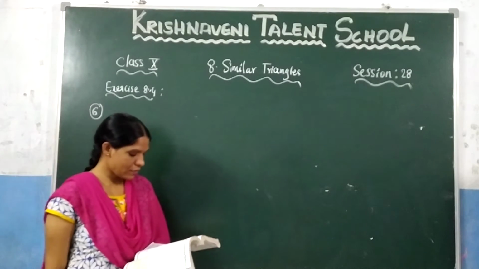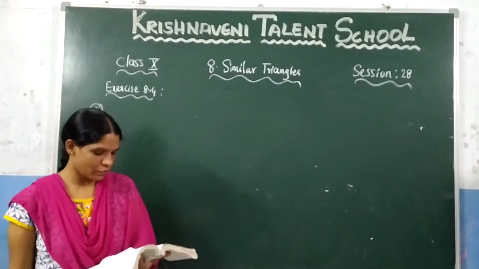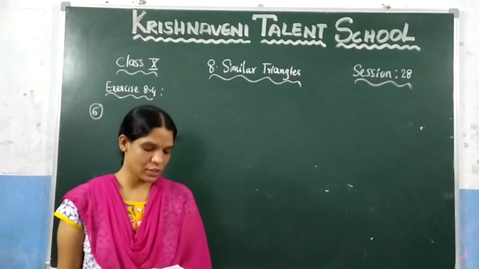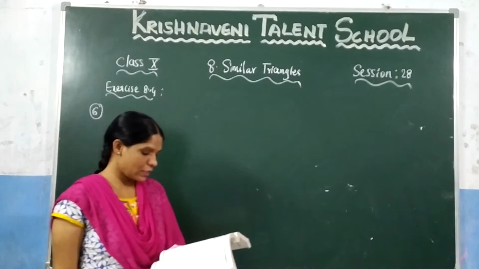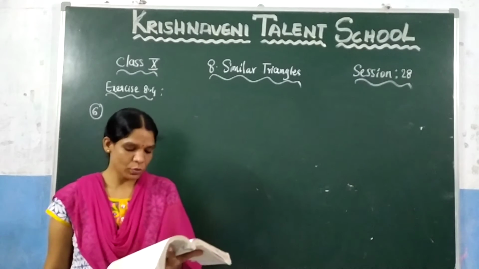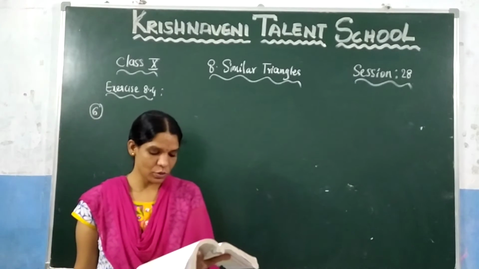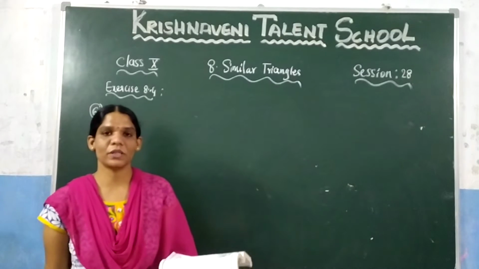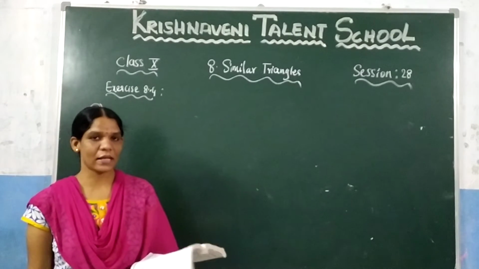In the last class, we discussed up to exercise 8.4, 5 questions. Now let us see the sixth question. What they have given here: ABC is an isosceles triangle, right angle at C. Prove that AB square is equal to 2AC square. So here you need to draw the isosceles right angle triangle.